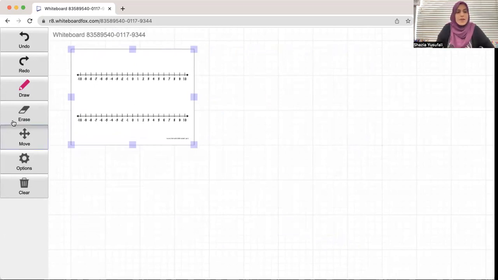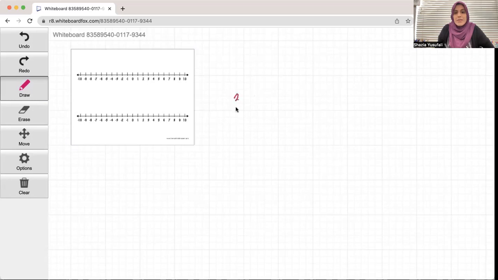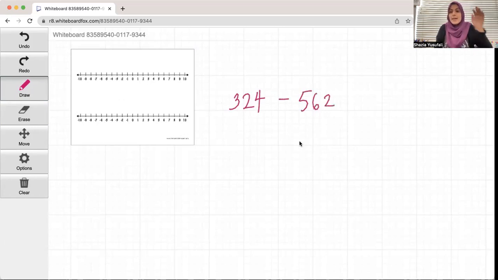Just to think. So if I have a number that is 325, well, actually, hold on a second. Let's do a 4. I like my even numbers, right? 324 minus 562. Okay? Easy peasy.